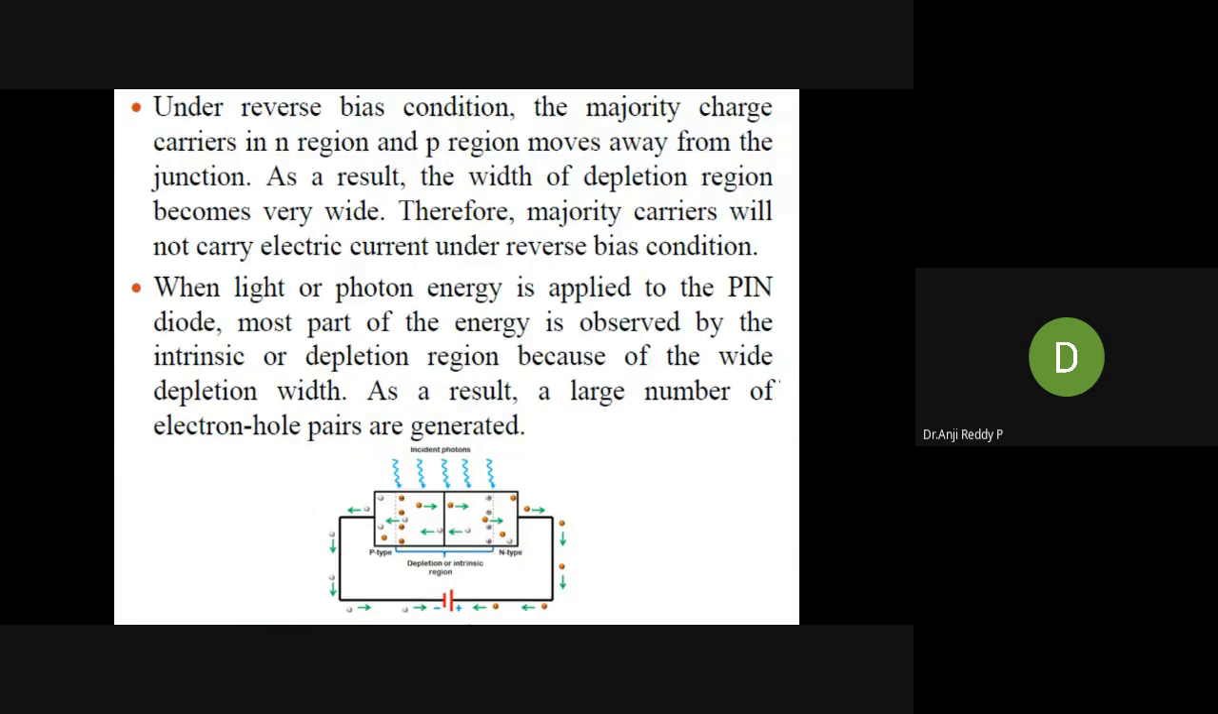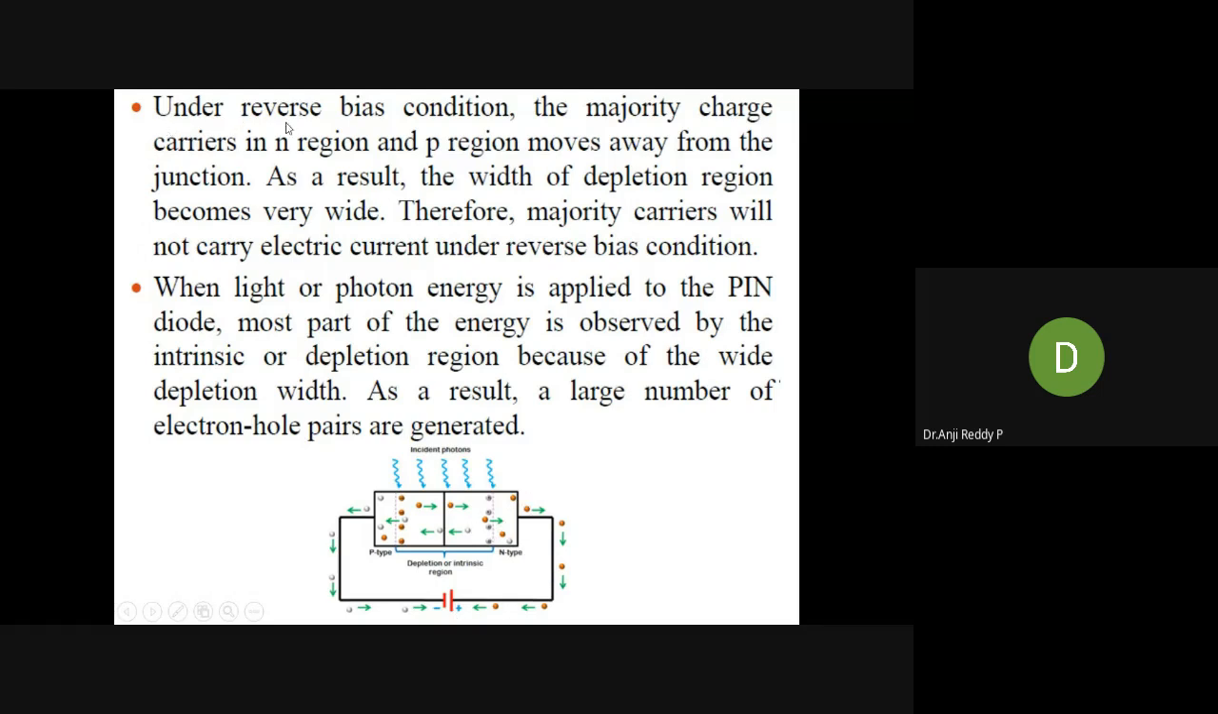Now what is happening? Under reverse bias condition, the majority charge carriers in the N region and P region move away from the junction. The negative terminal absorbs the holes from P type, that means they move away from the junction. Here in the N type region, electrons are attracted by the positive terminal. Those also move away from the junction.